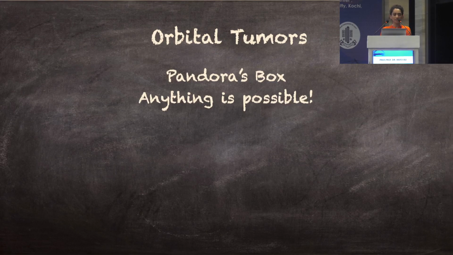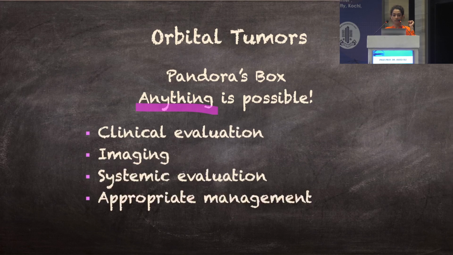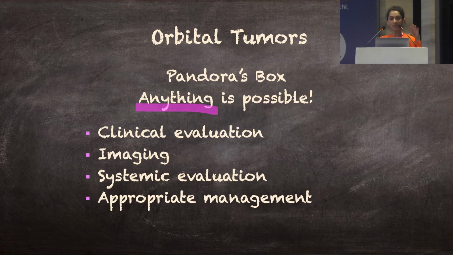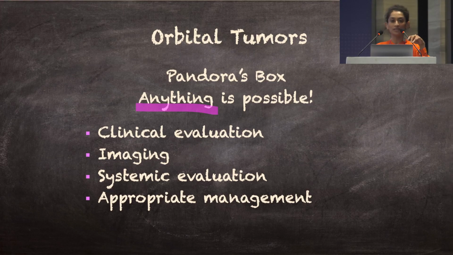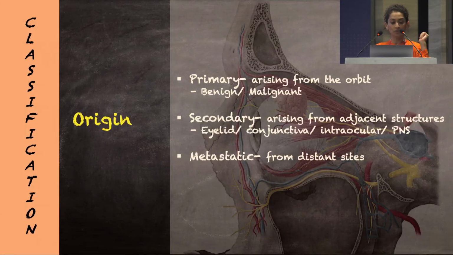Basically, we all say that the orbit is a Pandora's box and anything is possible in the orbit. We see a lot of tumors. Sometimes the diagnosis is right there in front of you, clinically as well as radiologically. But sometimes there are dicey situations and dilemmas in the orbit as well. So clinical evaluation and imaging are very important. Systemic evaluation is so important, especially when it's a neoplasia which could be a malignancy, and appropriate management is taken care of accordingly.